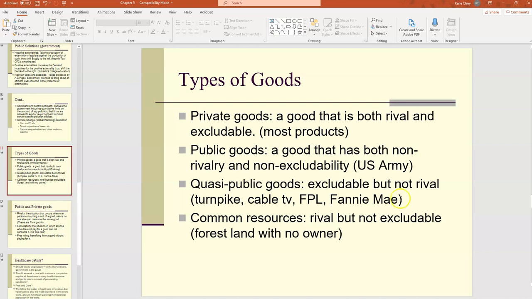A common resource is a resource that is rival but not excludable. An example of this is fish in the ocean or forest land without an owner. Most common resources don't really exist anymore. There are very few places where you have common resources. Off the top of my head, think about the middle of the ocean when it's no one's land or no one has a claim on it, then that is a common resource. But otherwise, everything today is someone's land, and if it's no one's land, then it's the government's land.